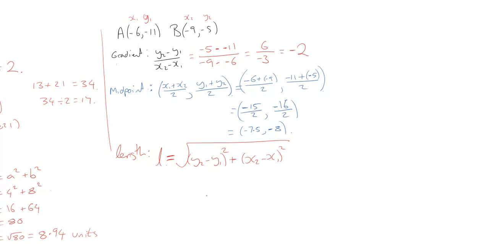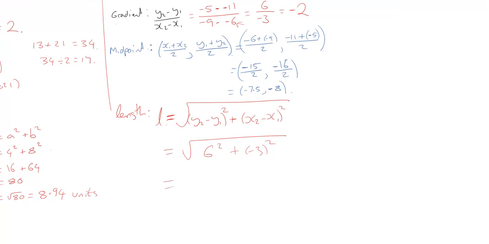So let's put those numbers in again. We are going to have, well, y2 minus y1, we've kind of already done that in the gradient. That was 6, wasn't it? So that's up here. And the x2 minus x1, well, that was here. So we already know that was minus 3. So we could use our previous work to help us. So this is going to be the square root of 36 plus 9, which is the square root of 45.